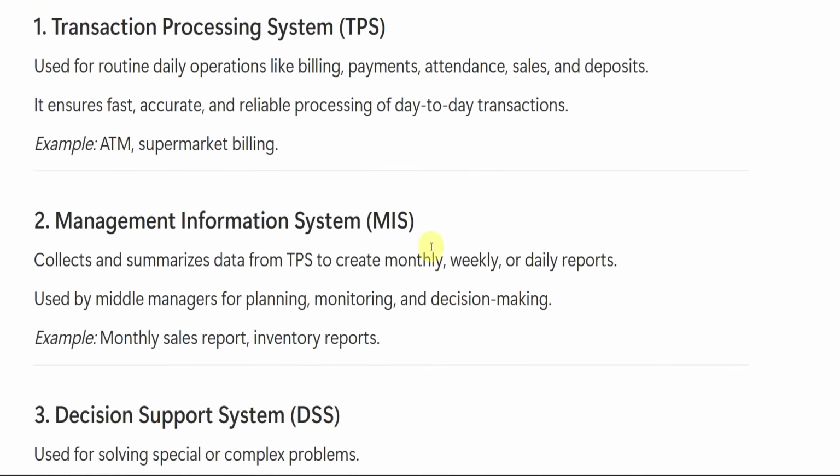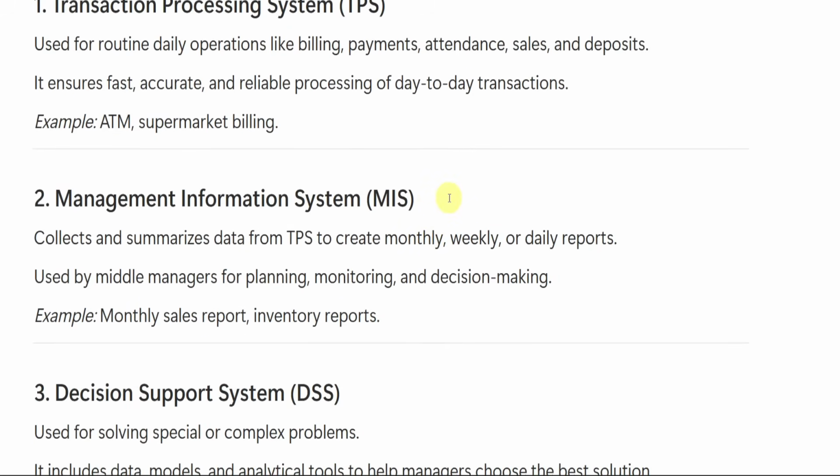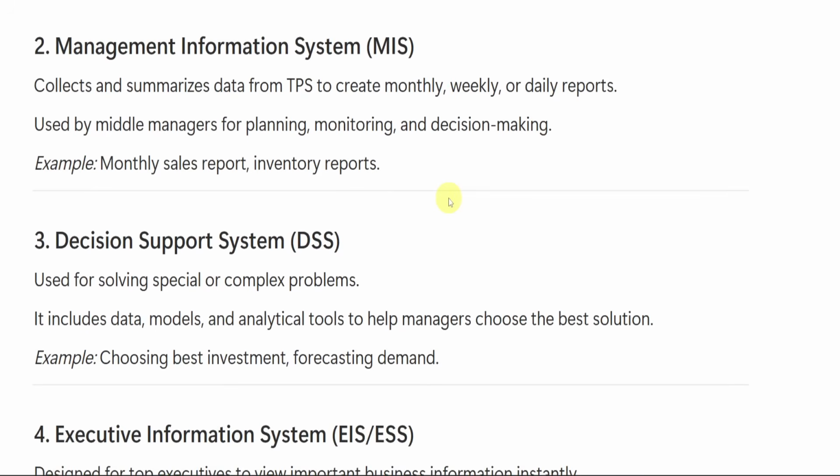Okay. Management information system, MIS collects data from TPS and creates reports. These reports help middle level managers. Like what MIS will give: it will give monthly sales report, inventory report, employee performance report. Example अगर बात करें तो a store manager checking this week's sales, fast moving products, low stock items. So MIS will help in planning, controlling and monitoring, we can say.